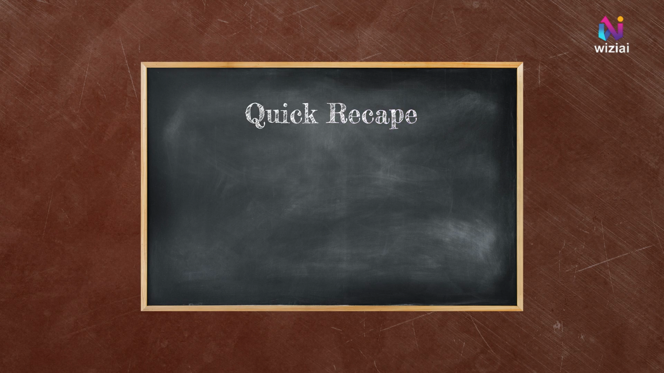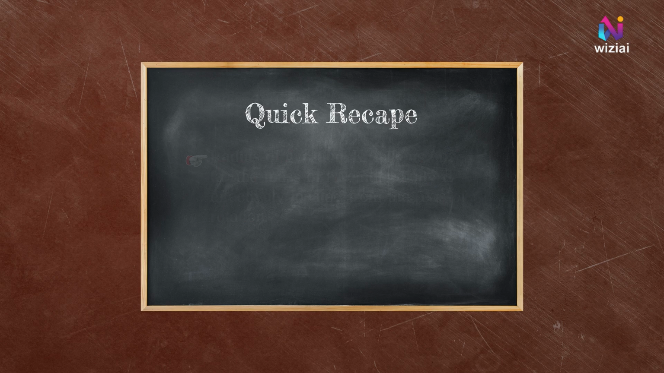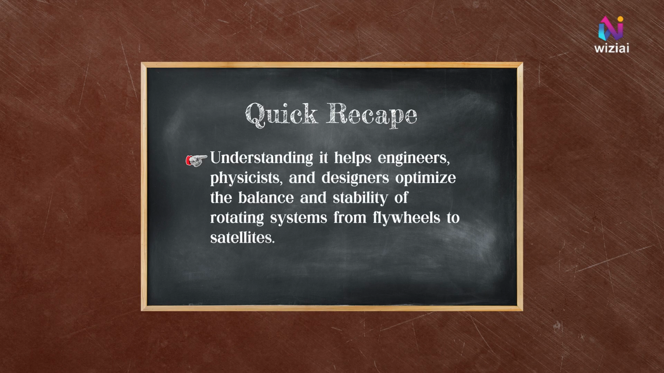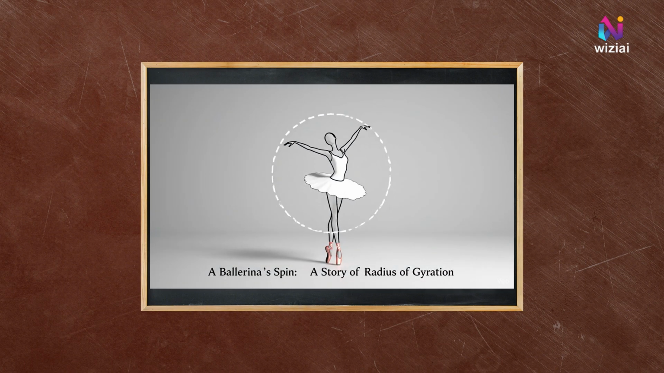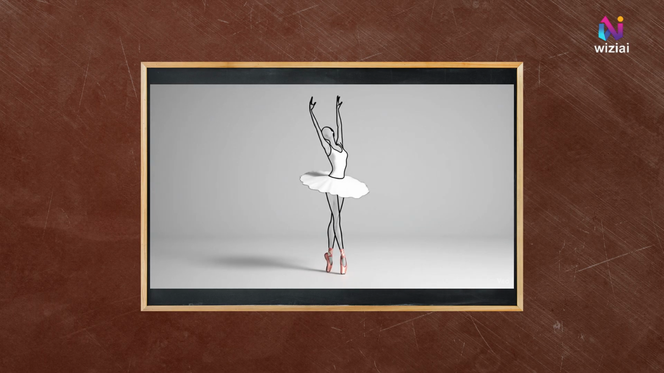Let's recap what we've learned. Radius of gyration, k, tells us how far the mass of a rotating body is effectively located from the axis of rotation. It simplifies complex rotational systems, relates directly to moment of inertia through I = m k², and carries the unit of meters. Understanding it helps engineers, physicists, and designers optimize the balance and stability of rotating systems, from flywheels to satellites. So the next time you see a spinning object, from a ballerina to a turbine, remember, it's not just spinning, it's revealing the story of its radius of gyration.